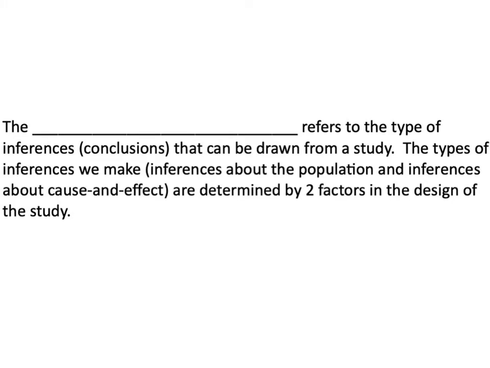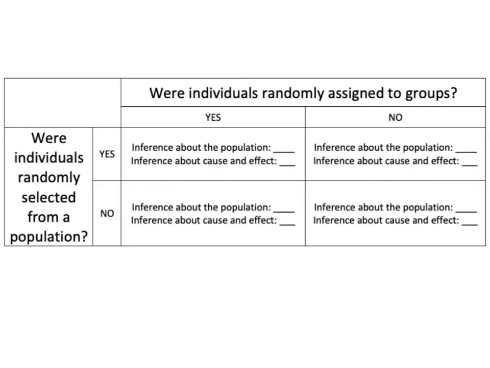So often you're going to be asked what the scope of inference is. So when you see this phrase, it refers to the type of inferences or conclusions that can be drawn from a study. The types of inferences we make, inferences about the population and inferences about cause and effect, are determined by the two factors in the design of the study. These two factors, or two things you need to ask yourself, would be, were the individuals randomly selected from a population? If we can answer yes, then we can make an inference about the population. If not, then the best we can do is only apply it to that sample.